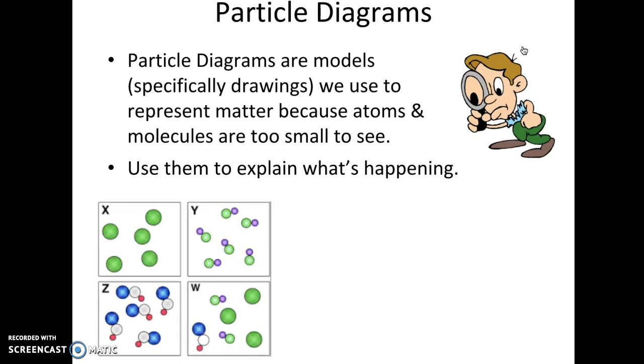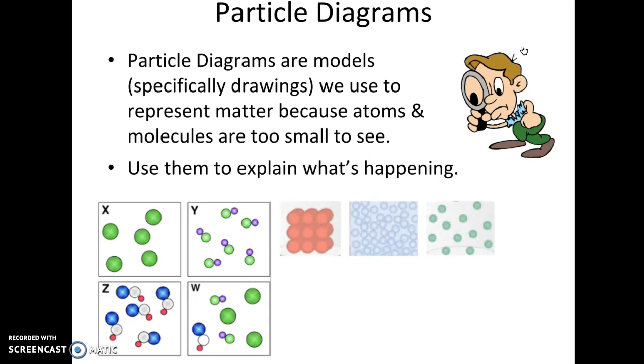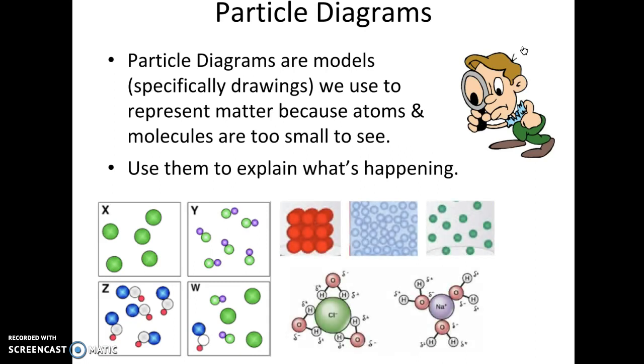So here are some examples of particle diagrams. You will see that in this case, these are particle diagrams showing differences between pure substances, and specifically elements and compounds, and mixtures. These particle diagrams are showing the difference between solid, liquids, and gases, and this particle diagram is showing what happens when you dissolve salts, specifically NaCl, in water, how the water molecules will rearrange so that the partially positive parts will be around the anion and the partially negative parts of water will be around the cation.